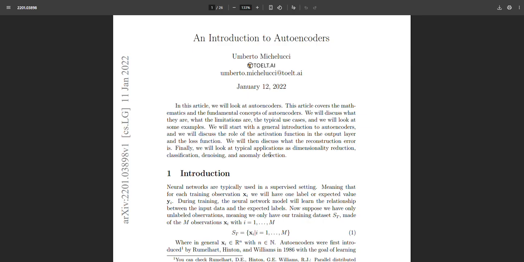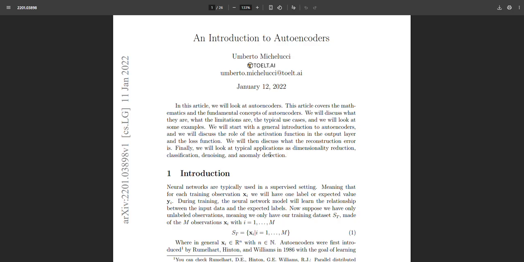We'll start by explaining exactly what autoencoders are, exploring their limitations, and looking at their typical use case with some practical examples. We will then get into the core mechanics. This includes a discussion on the role of the activation function in the output layer and, critically, the loss function that drives the learning process. And finally, we'll wrap up by exploring the most common and powerful real world applications.